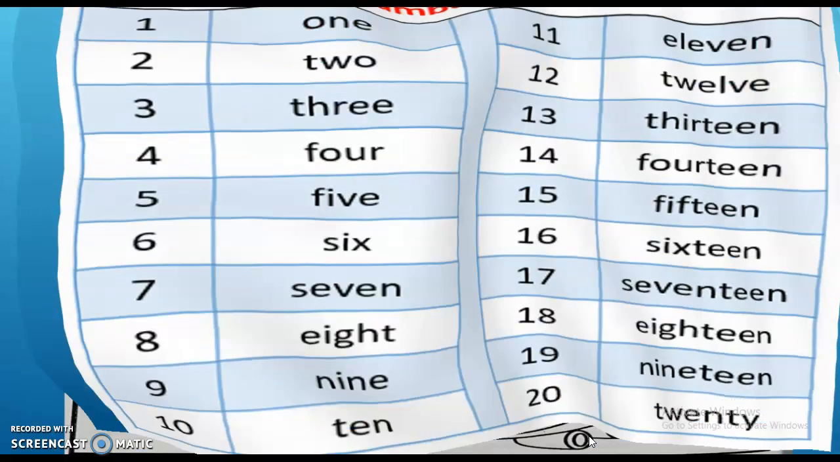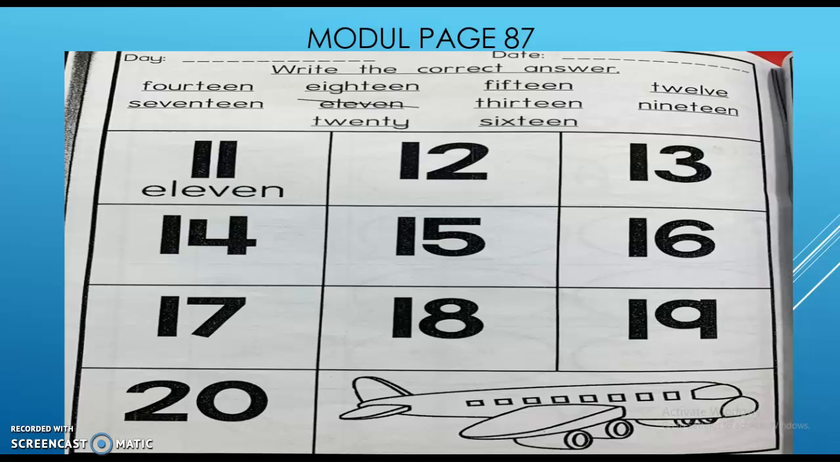Alright, so today we will answer questions in your module page 87, muka surat 87. Okay, first we have to write the day. The day is Monday. Monday, 16th of August 2021. Alright, so arahan dia, write the correct answer. Okay, tuliskan jawapan yang betul. Okay, so dia dah bagi number dekat sini, kan?